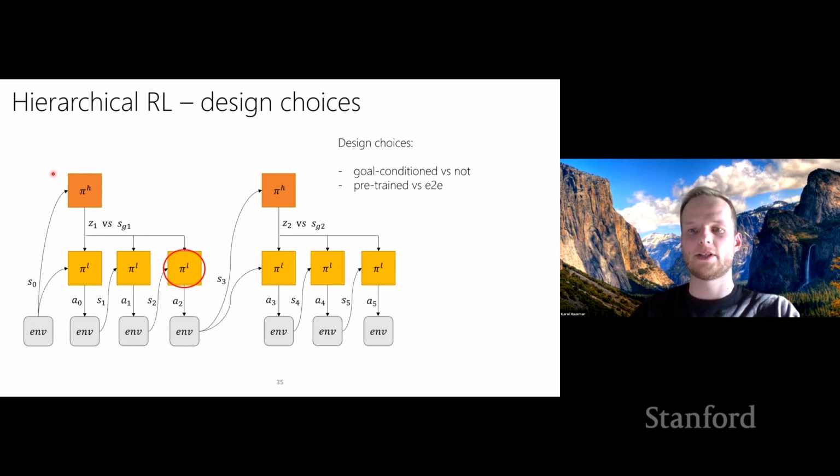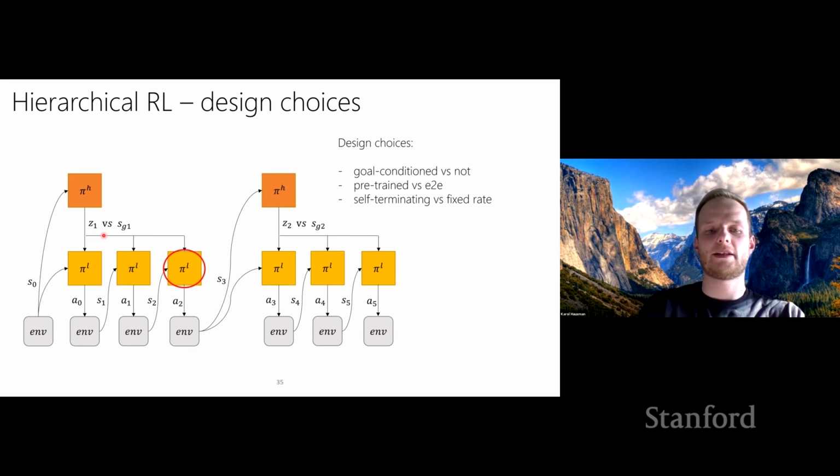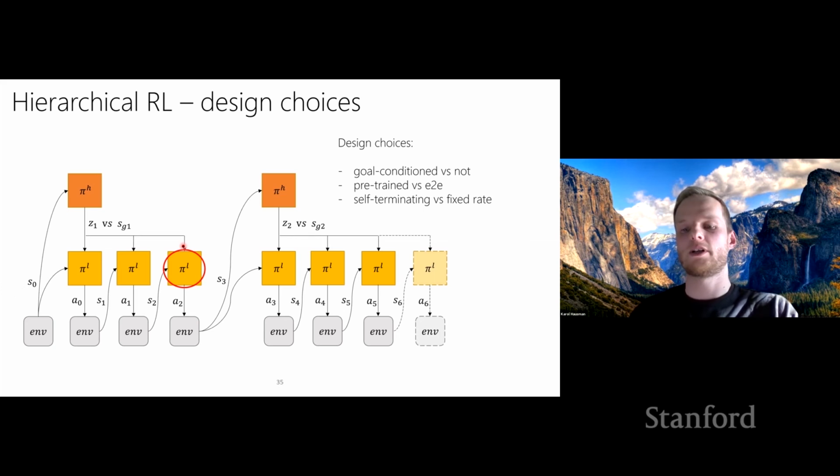All right. Then we have the third design choice, which is whether the low-level policy is self-terminating or whether it's commanded at a fixed rate. In the example that I showed here, we would maintain the command that is being sent from the high-level policy over 3 time steps, and after this, that's it. At this point, the low-level policy ends, and the high-level policy gets to send the next command. But we can also imagine a different scenario where the low-level policy keeps going and tries to accomplish this goal up until it decides that it's done. It can self-terminate.